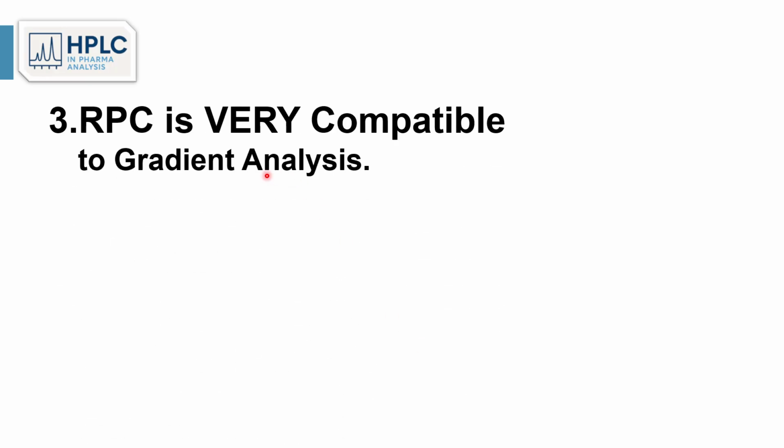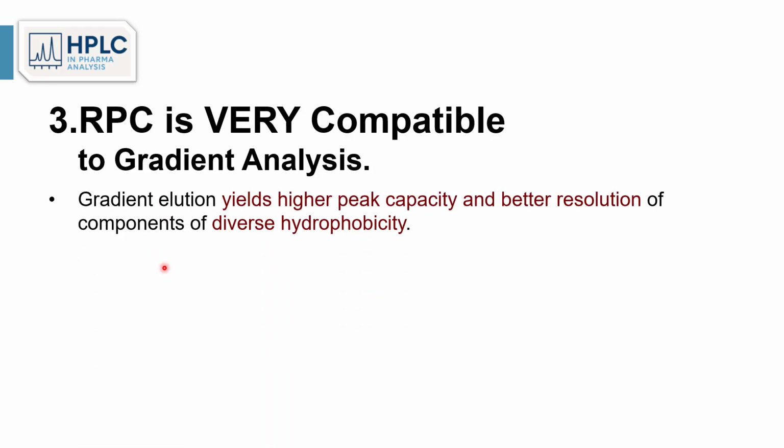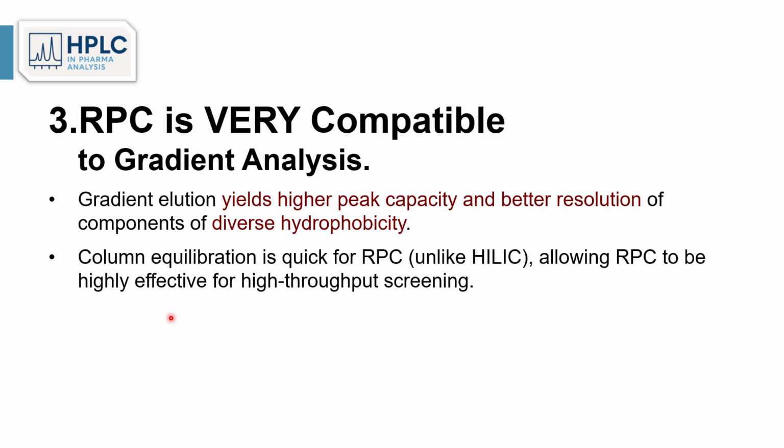Reason number 3, reverse phase is very compatible with gradient analysis. Gradient elution typically offers much higher peak capacity and also better resolution of components of very diverse hydrophobicity. Also, column equilibration is very quick for reverse phase, unlike in the case of HILIC, which is 3 to 5 times slower, allowing reverse phase to be highly effective in high throughput screening.